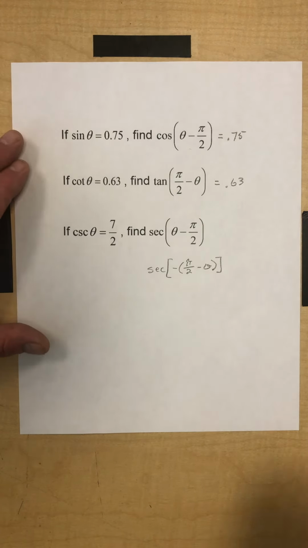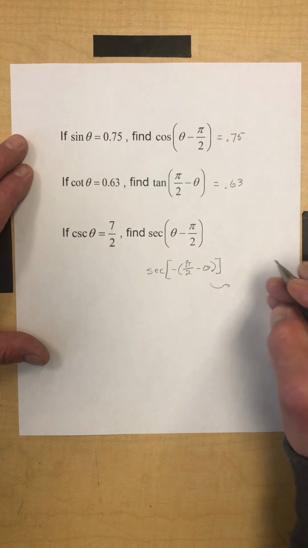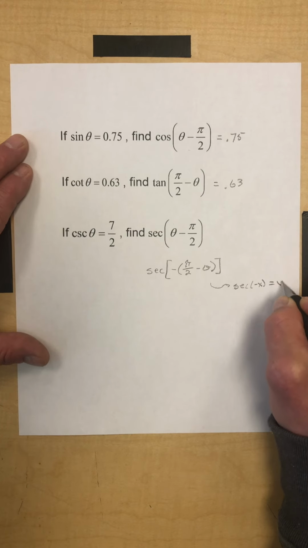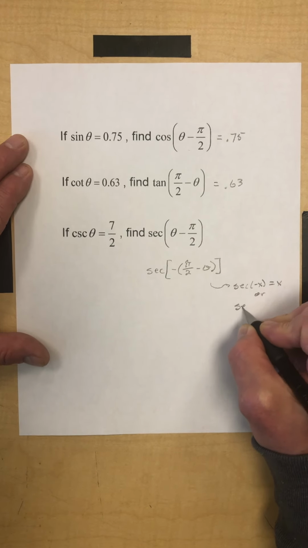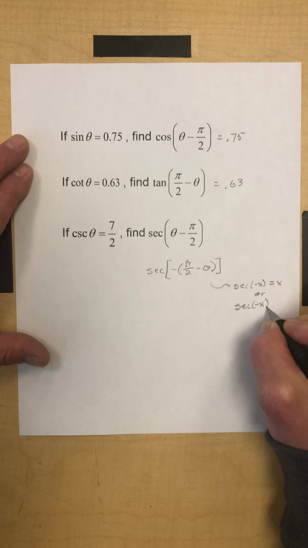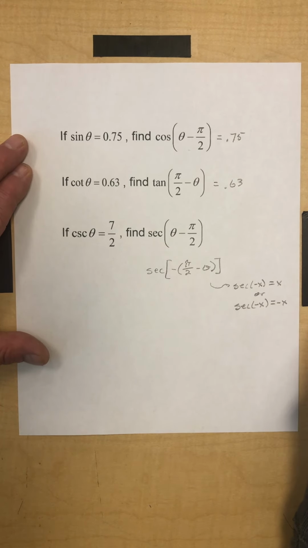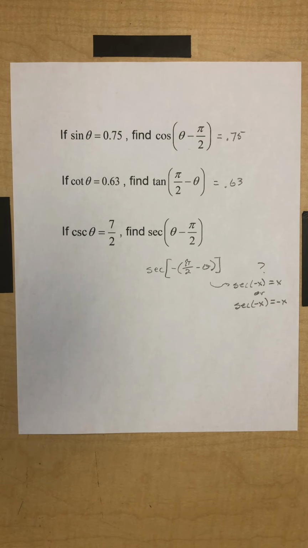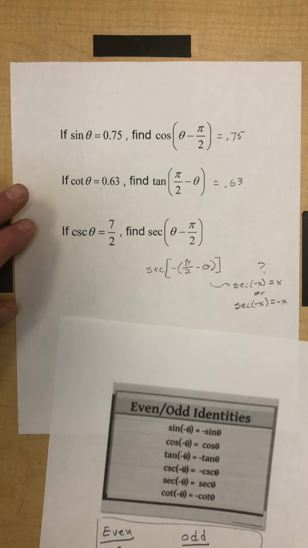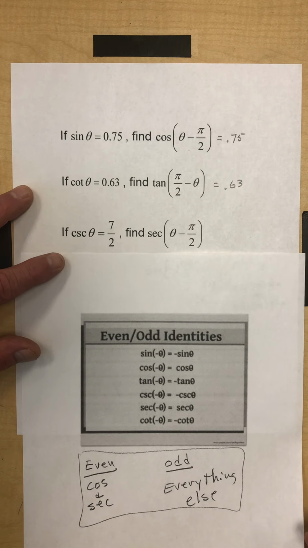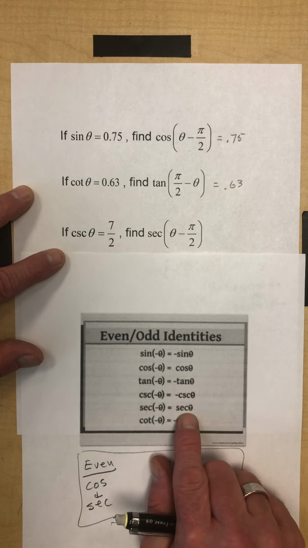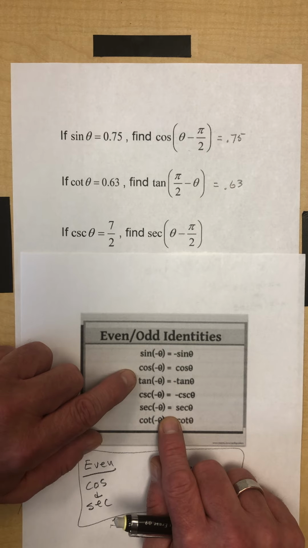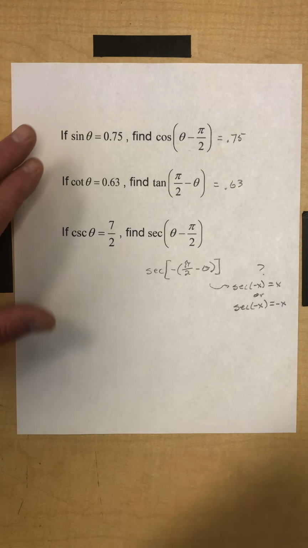Now it really comes down to right here: is the secant of the opposite of x equal to secant of x, or is the secant of the opposite of x equal to negative secant of x? Which one is it? So we go to our even and odd identities right here, and is secant odd or even? Well, notice secant is even there, which we would expect because it's a reciprocal of cosine, and cosine's even.